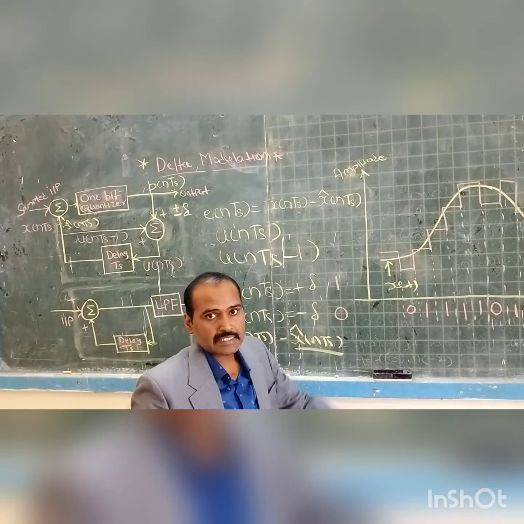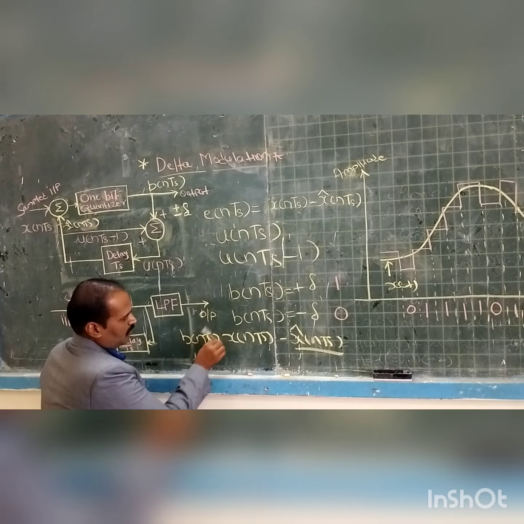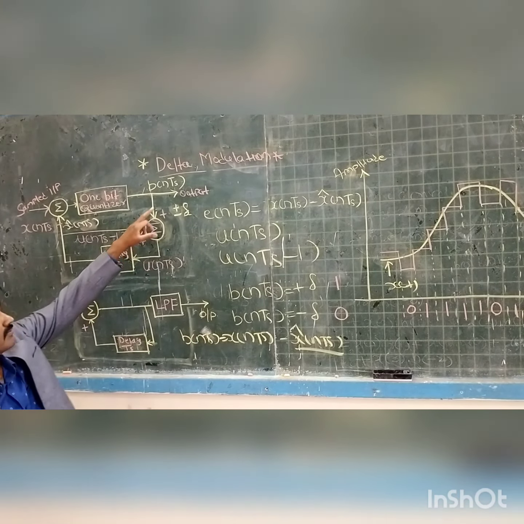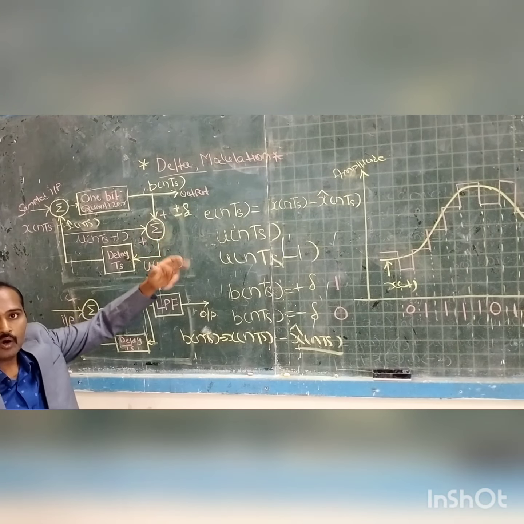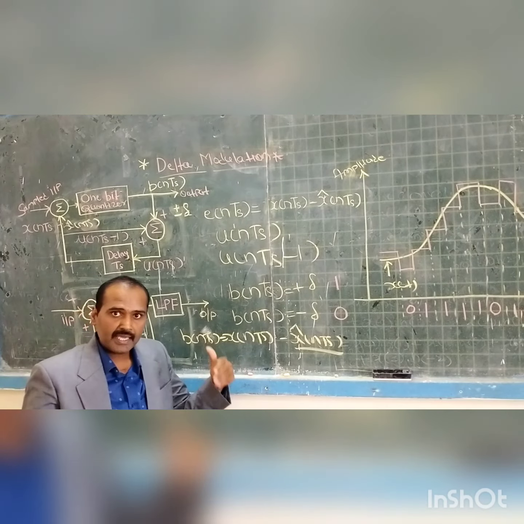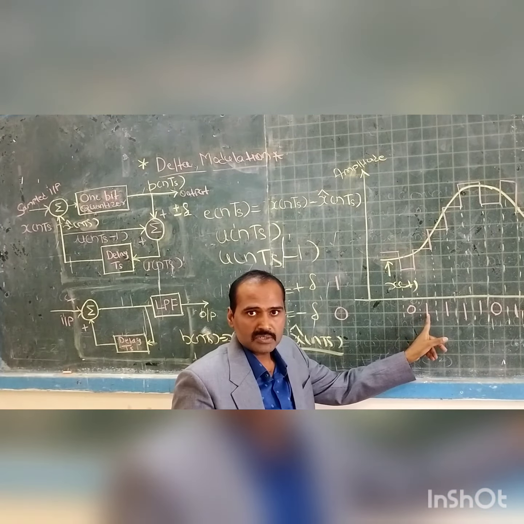So during each and every signaling interval, b of nTs is nothing but the output of this delta modulator. Here we are getting this signal. So b of nTs could be either plus delta or minus delta, which means in this way each and every sample is encoded with respect to 0 or with respect to 1.